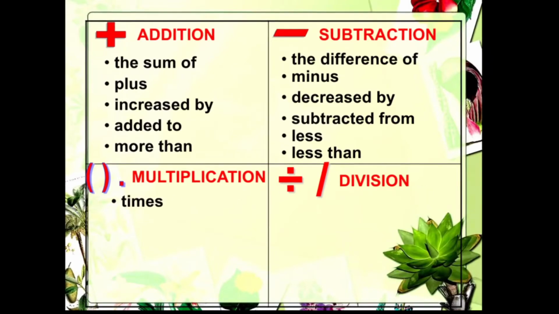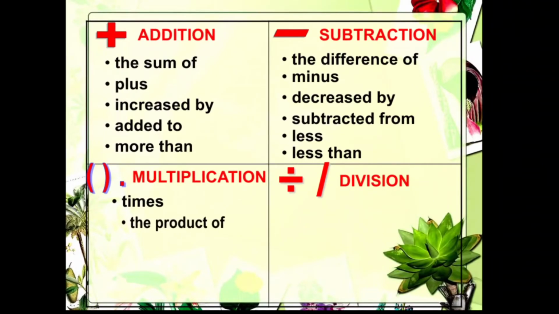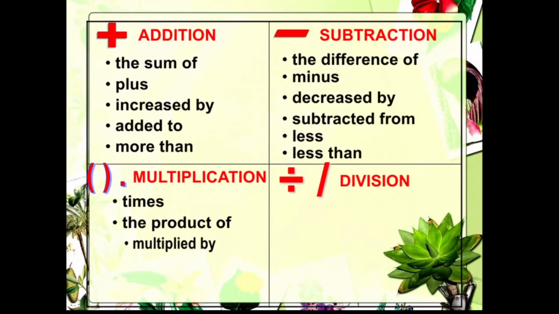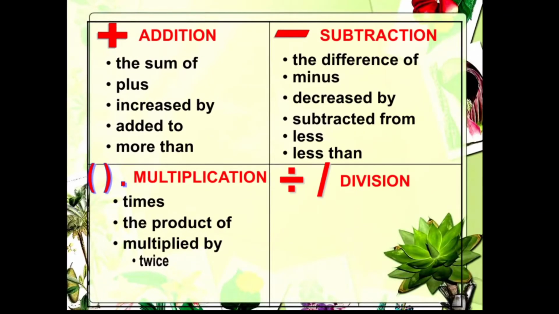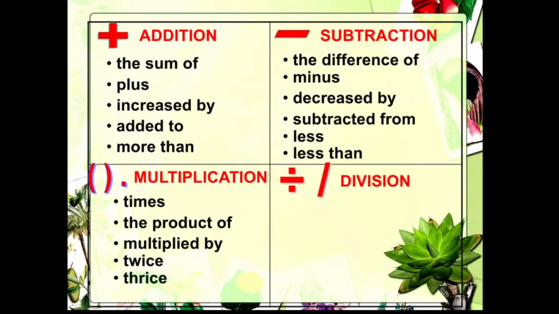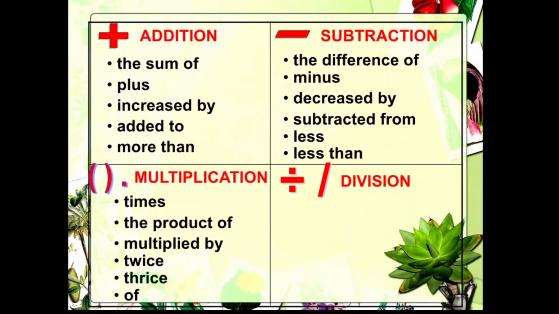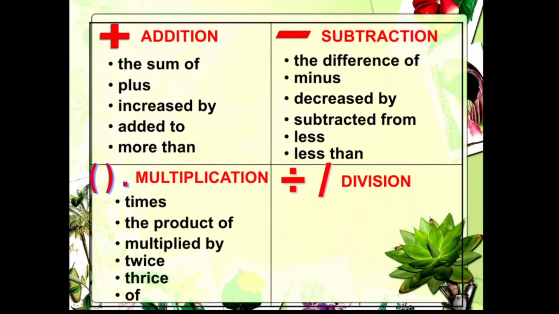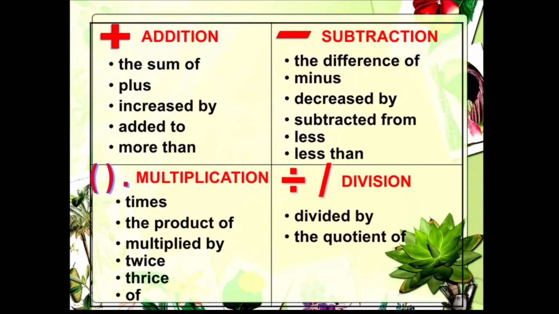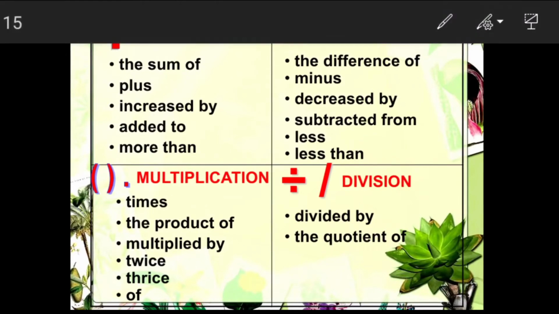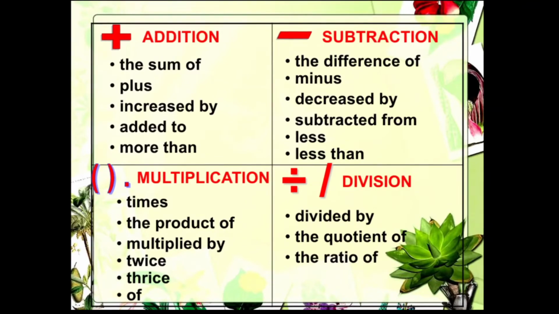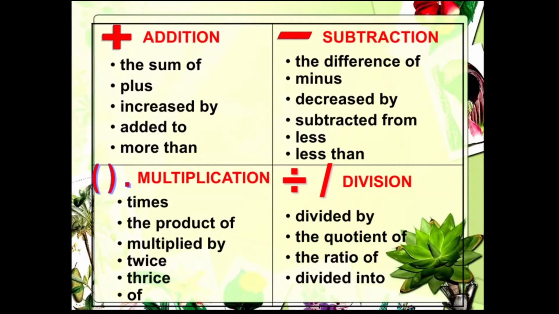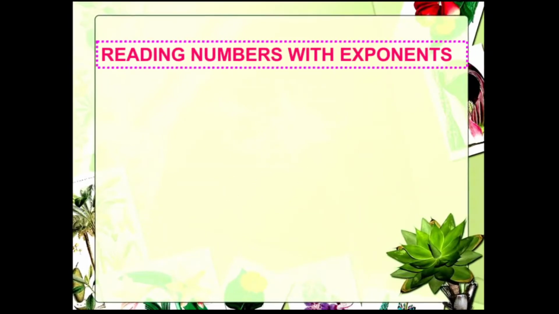Next, multiplication. We have times, the product of, multiplied by, twice, thrice, and of. Those words or phrases are for multiplication. Next, division. We have divided by, the quotient of, the ratio of, and divided into. Okay, so now let's proceed to reading numbers with exponents.